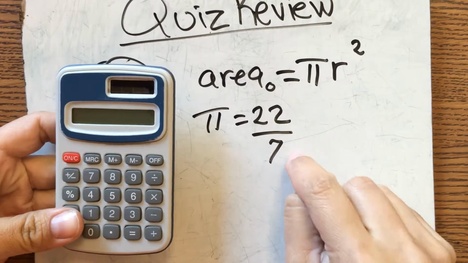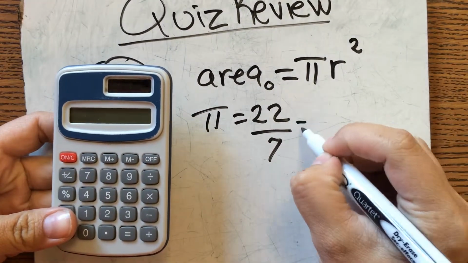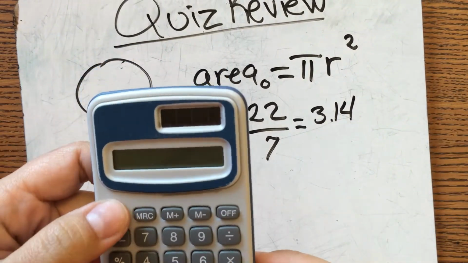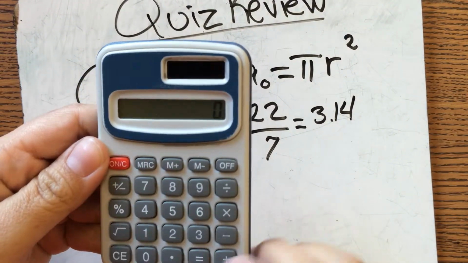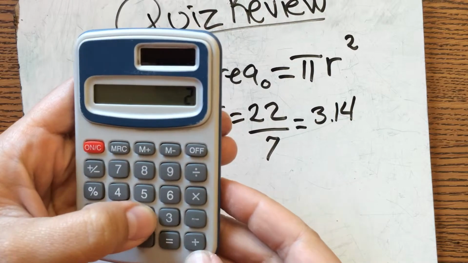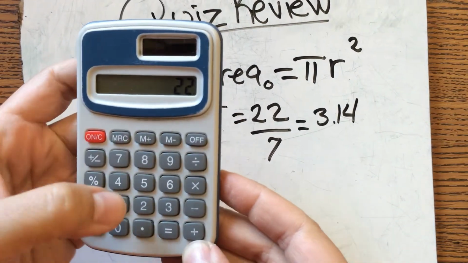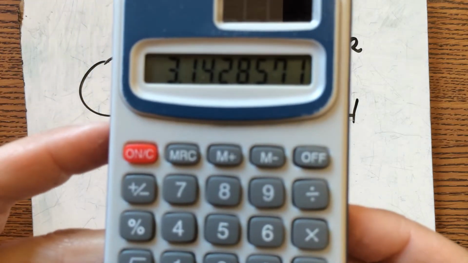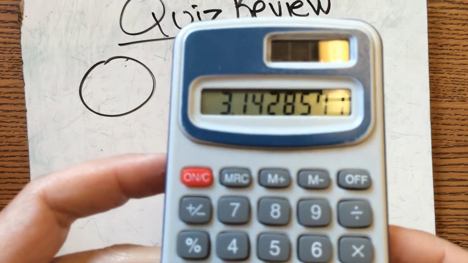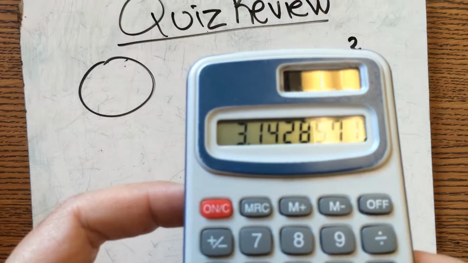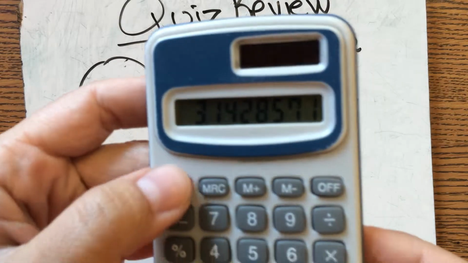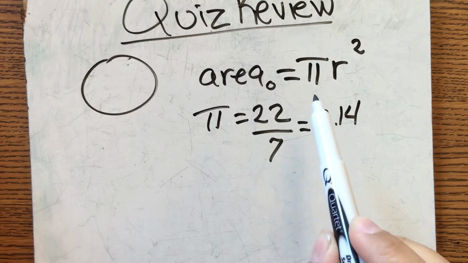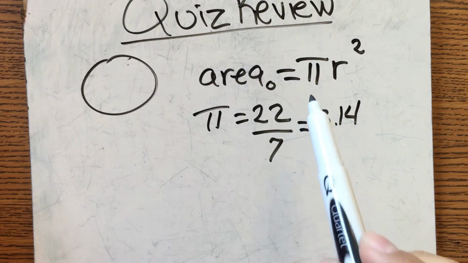The number 22 over 7 is equivalent to 3.14. I have a calculator here. I'm going to plug it in. 22 divided by 7 equals, I don't know if you can see that, but it's equal to 3.14. Okay? So you can use the fraction form of it in the formula and still get the right answer.